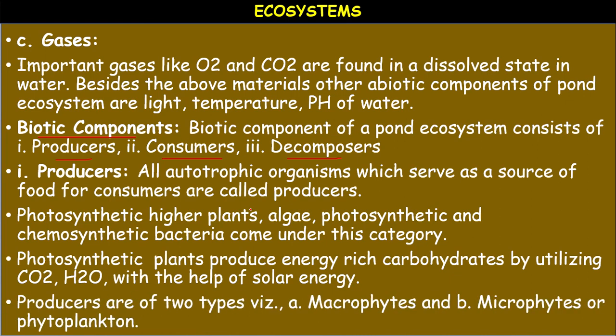Then producers are of two types depending upon their importance. The producers are of two major types. What are they? Macrophytes and microphytes. Macrophytes means large plants. Microphytes means small, microscopic plants. Microphytes are also called phytoplankton. Phytoplankton. Example diagrams.